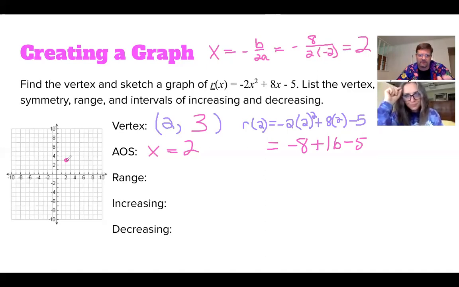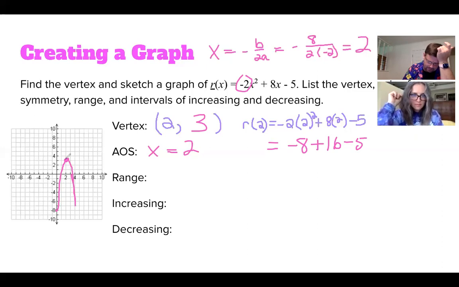Now, what else do I know about this graph? Going down. Going down, because of this number right here. I'm not making you put it in the vertex one, but I know the graph is going down and it's going to be skinnier. So it's going to go like this and go like this. Okay?